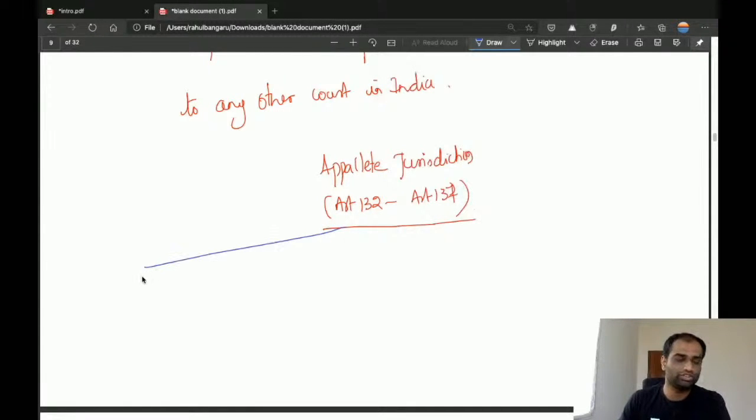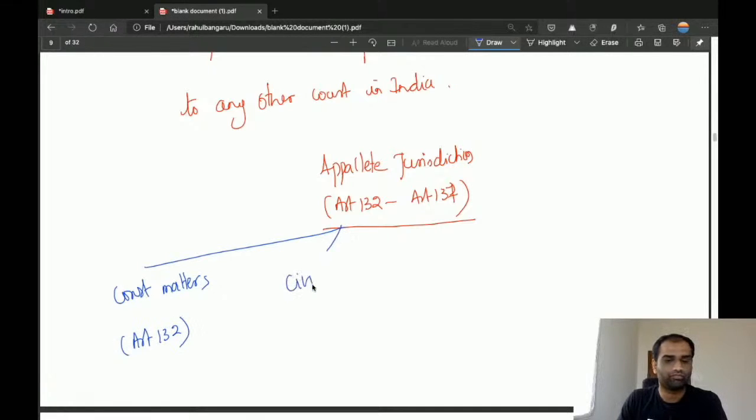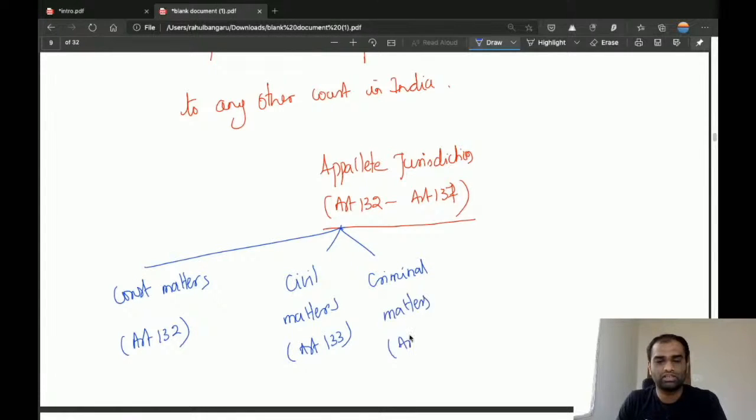Appellate jurisdiction regarding constitutional matters is given in Article 132. The next one is regarding civil matters. It is given in Article 133. The next one is regarding criminal matters, which is given in Article 134.